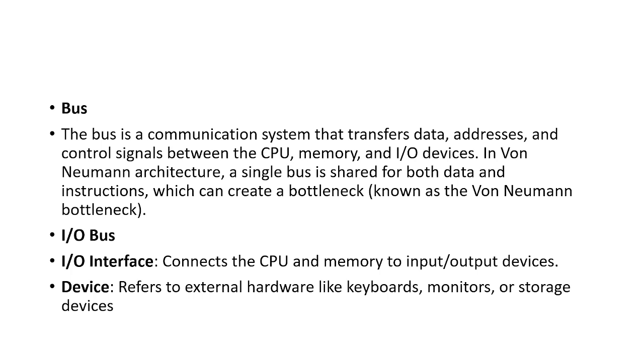Bus: how the data is communicated among the different components of the CPU is done through the bus. It is a communication channel or system that transfers data, addresses as well as instructions for processing, and control signals between the CPU, memory as well as the IO devices. In von Neumann architecture, a single bus is shared for both the data and the instruction, which creates a bottleneck. This is known as the von Neumann architecture bottleneck.